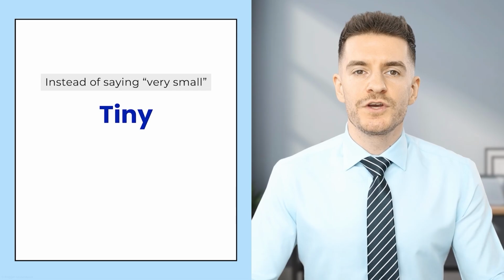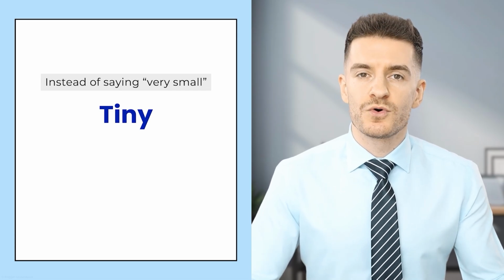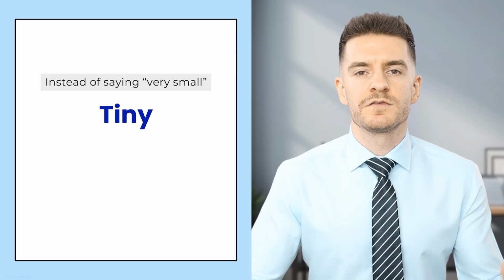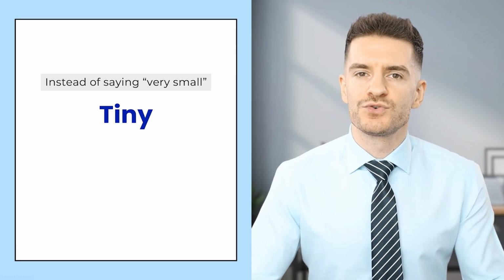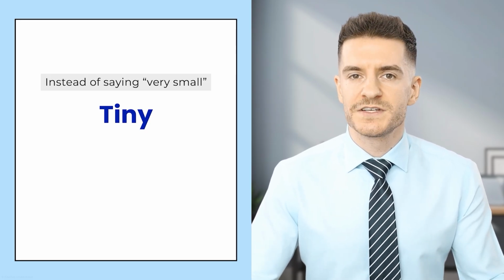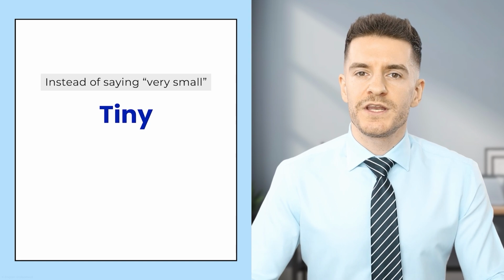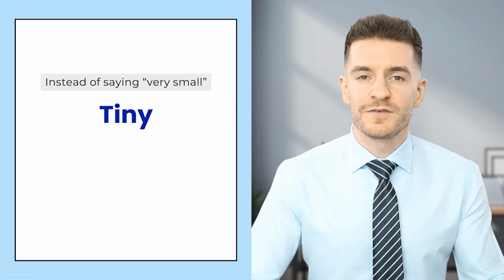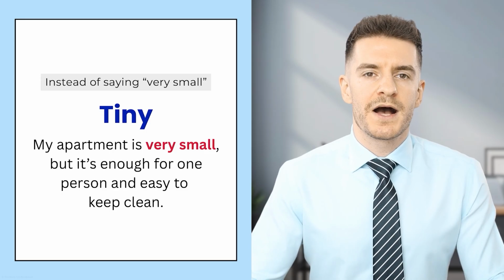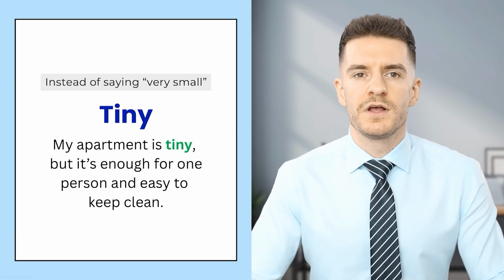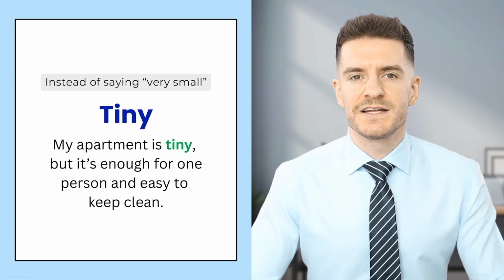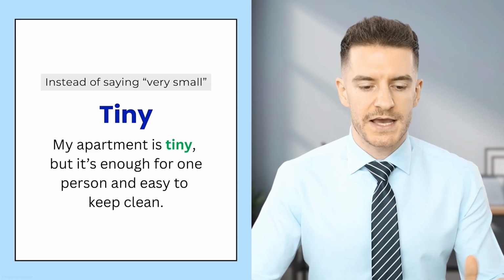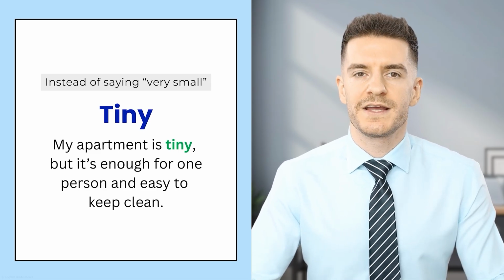The first word you can use instead of very small is tiny. Okay, tiny simply means very small, and it's a very common and very natural word in everyday conversation. Now, you can use it when you're describing spaces, objects, or even differences. So, my apartment is very small. No, my apartment is tiny, but it's enough for one person and easy to keep clean. So yeah, we're simply saying the apartment is very small.